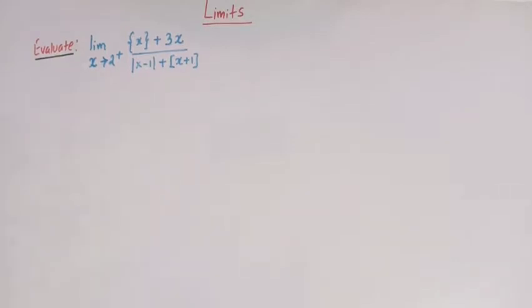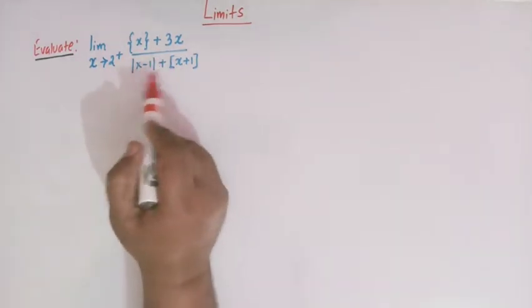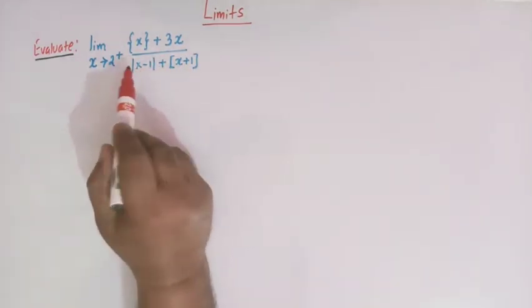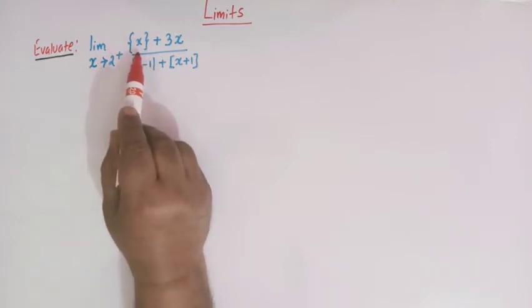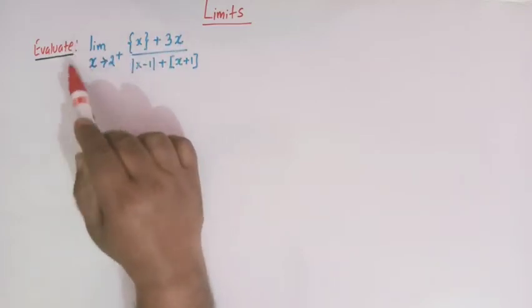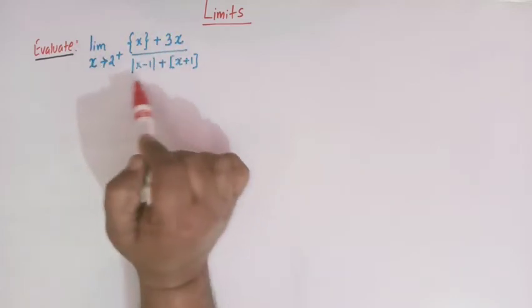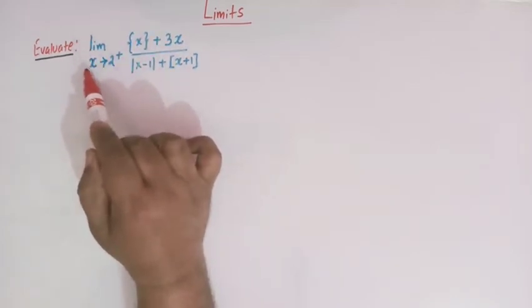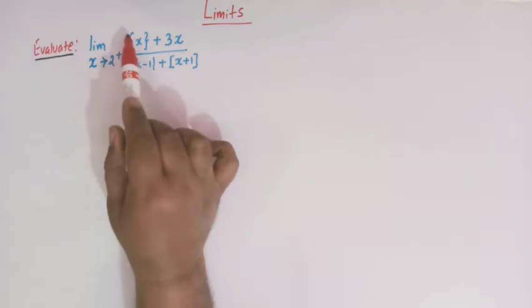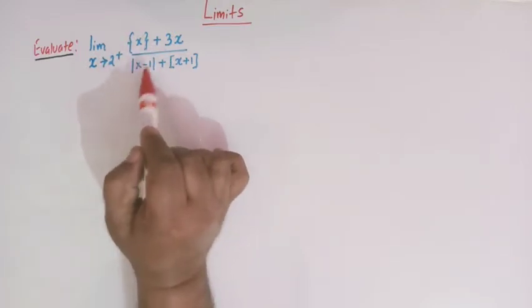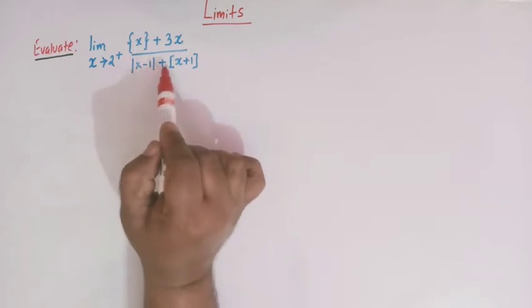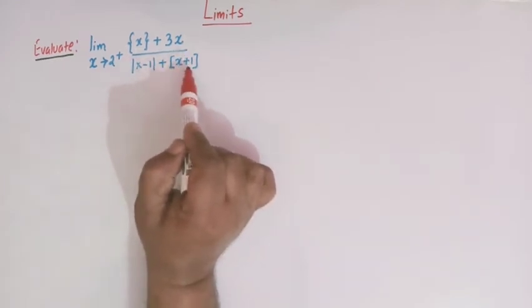Hello viewers, in today's class we are going to discuss an important limit involving the greatest integer function, absolute value function and fractional part function. Here we have to find the value of this limit: limit x tends to 2 plus of fractional part of x plus 3x divided by mod of x minus 1 plus greatest integer x plus 1.